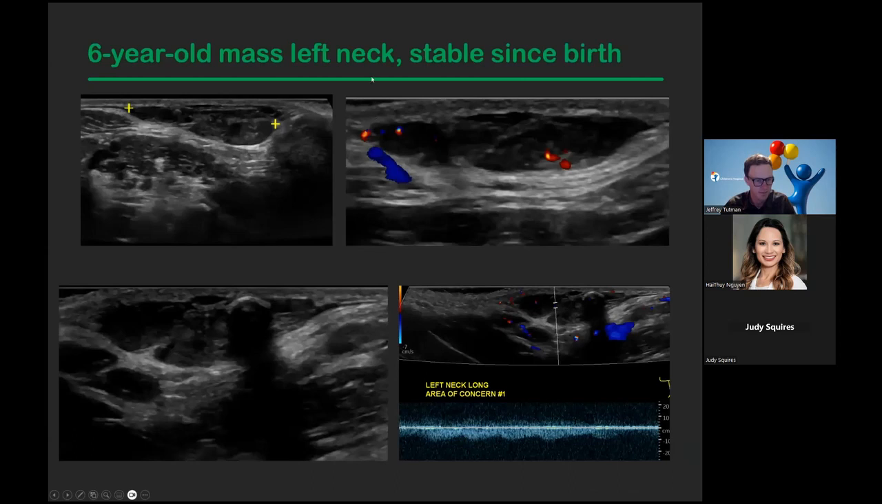So here's a classic one, 6-year-old mass, left neck, stable since birth. You can see there's not a ton of vascularity, and then if you go through the cine, sometimes you can find that calcification, which really makes you feel a lot better about it, and then you can get different waveforms.